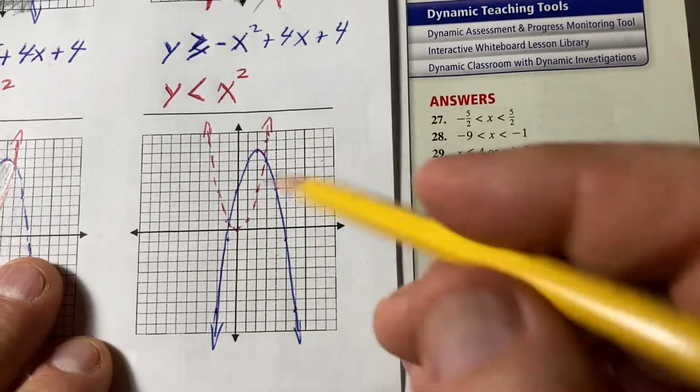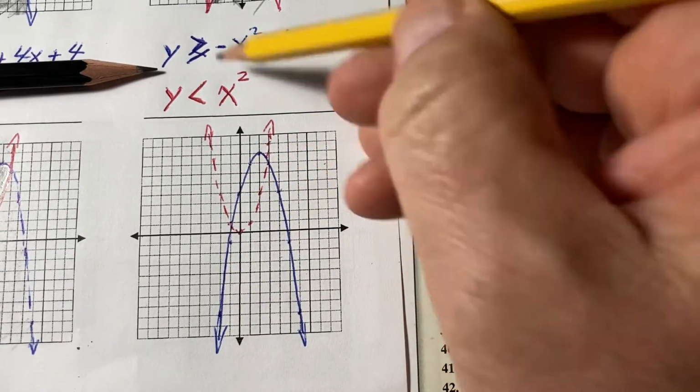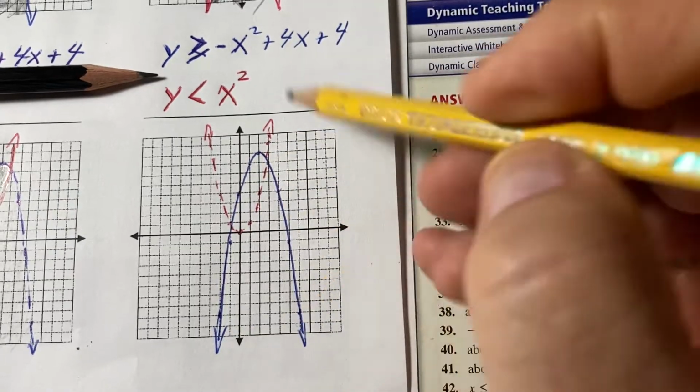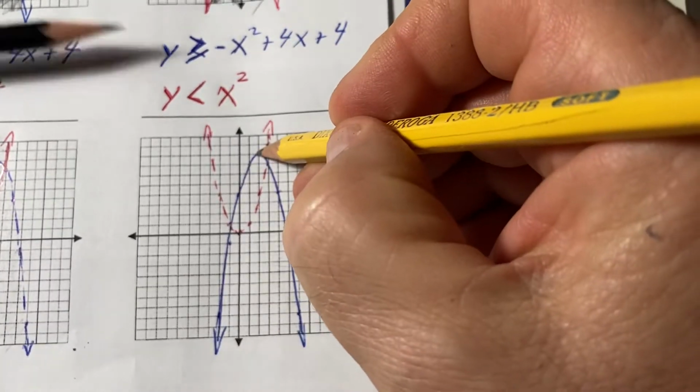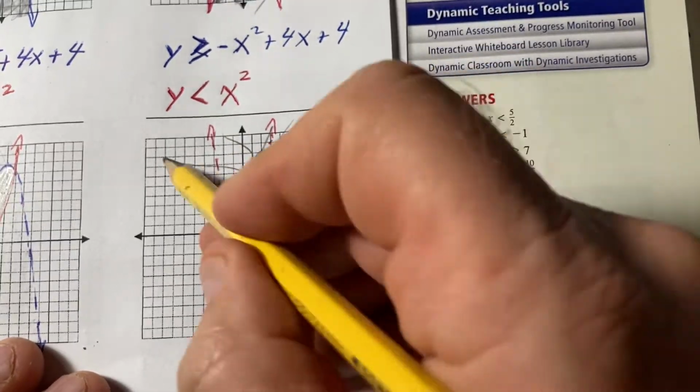And then we have this one right here. This top equation is this one. It's a solid line. And we shade above. So right here, shade above that line. It's everything on this side of that curve.